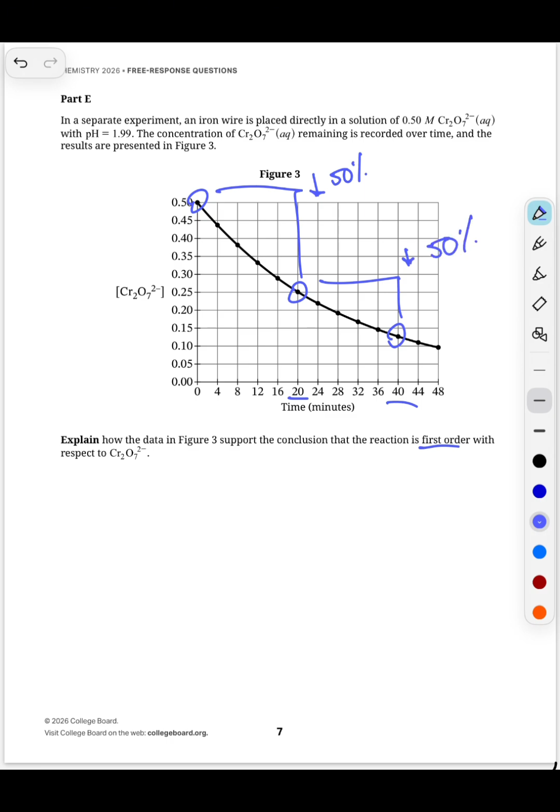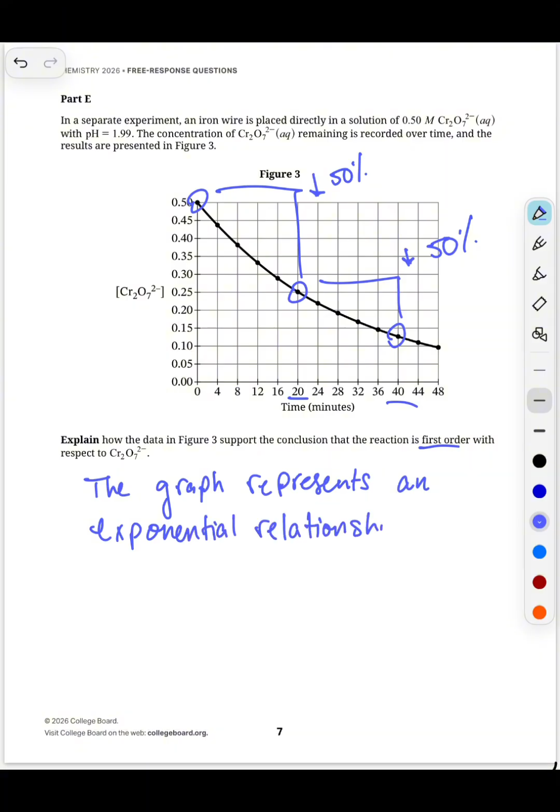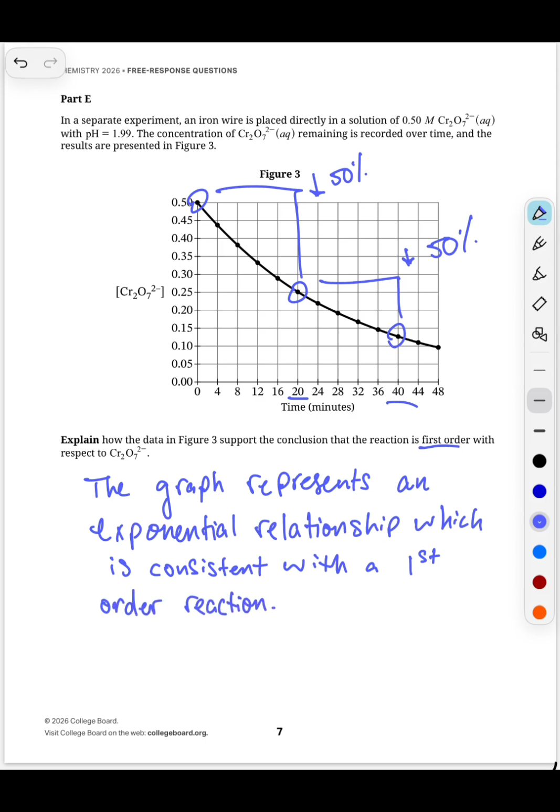And according to this relationship, this is exponential decay. So we would say that the graph represents an exponential relationship, which is consistent with a first order reaction with respect to our Cr2O7 2-.